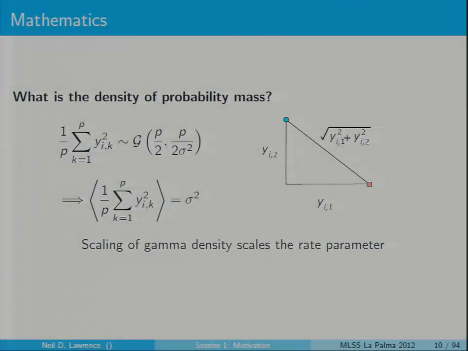So that means that in the case of a standard normal, it's going to be 1, yeah? So we'll be working with standard normals. The scaling of that scales the rate parameter, and we've got now a density formula that says how the squared distance from the mean is distributed.